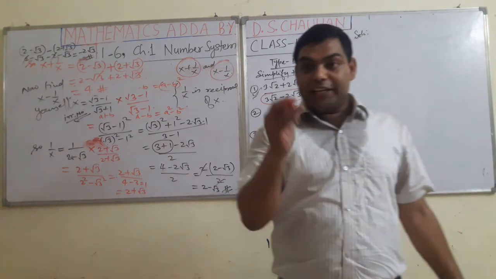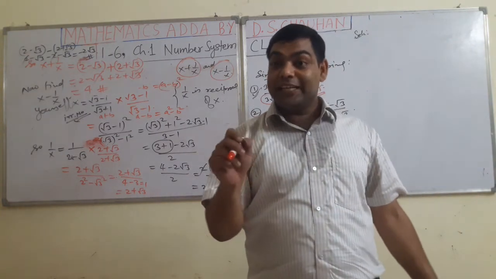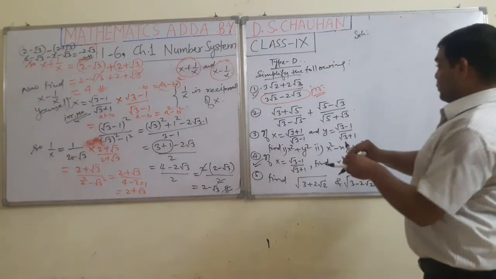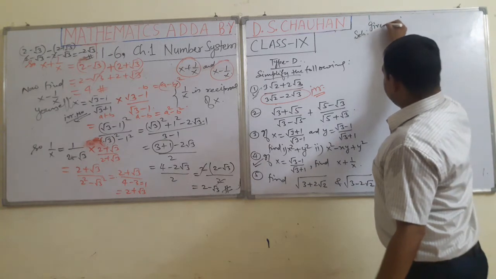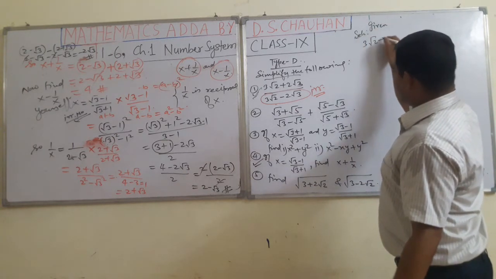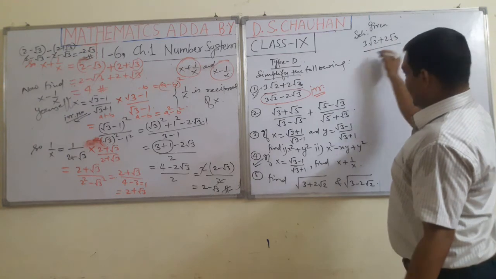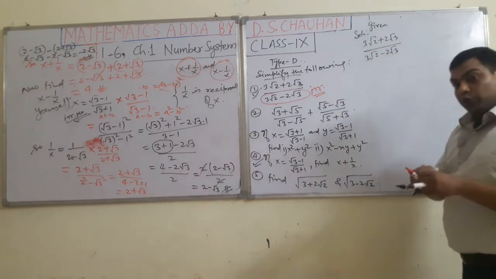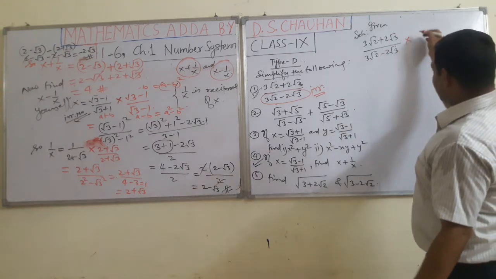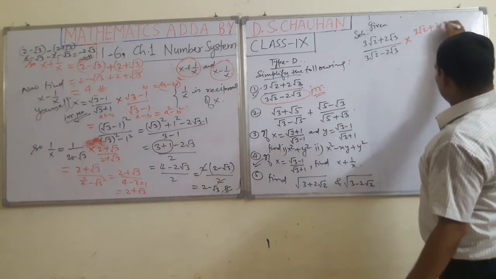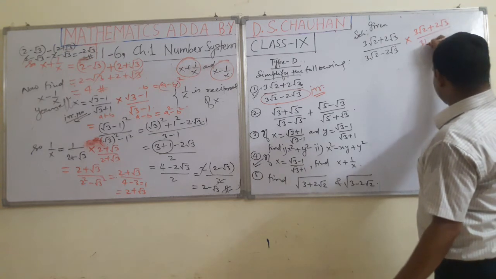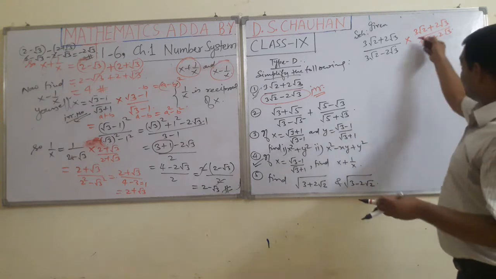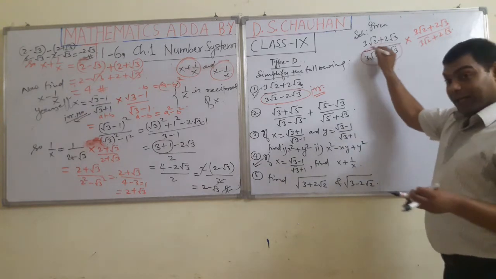How can we convert it into a rational number? With the help of the rationalizing factor and rationalization. So we can proceed in this way. Given (3√2 + 2√3)/(3√2 − 2√3). What will be the conjugate of this? The conjugate will be 3√2 + 2√3. So we multiply the numerator and denominator by the conjugate of this.